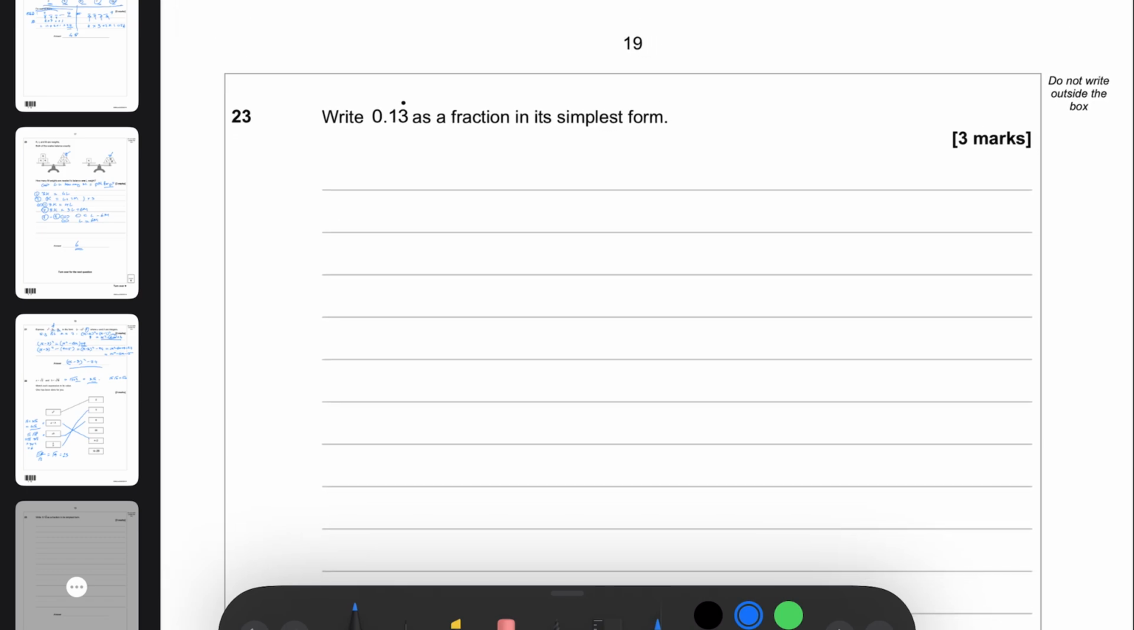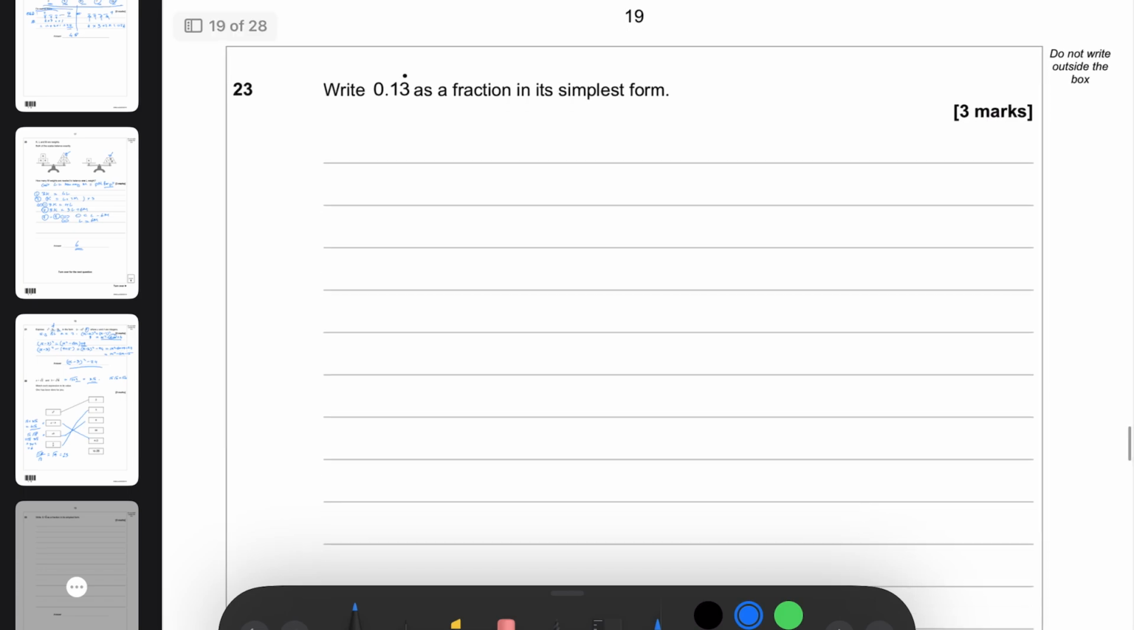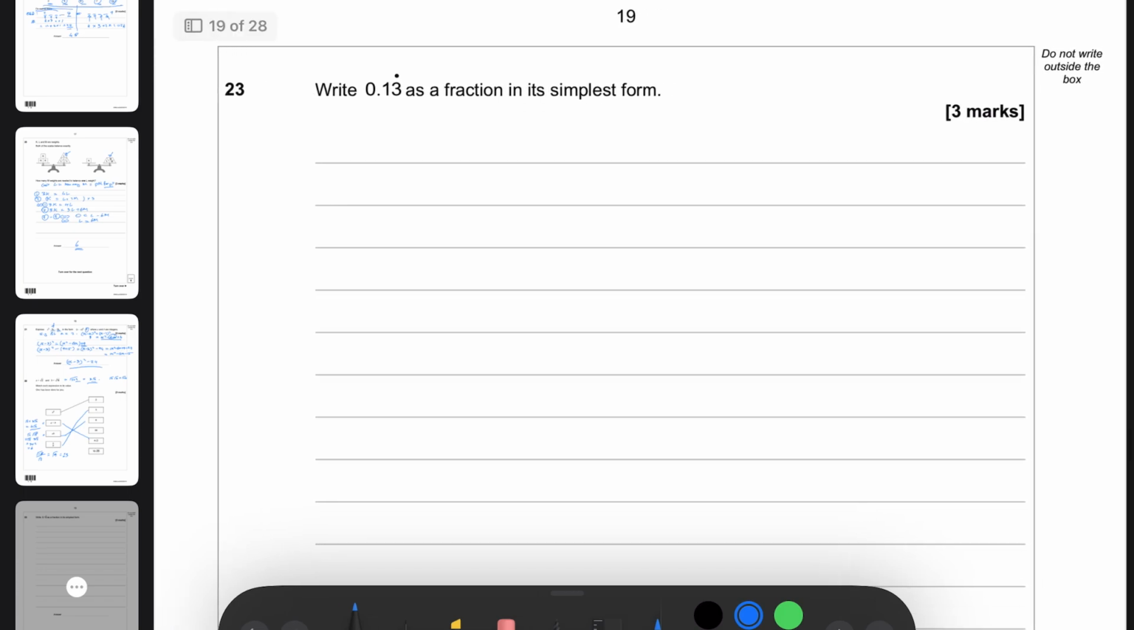Right, 0.13 recurring as a fraction in its simplest form. Right, I remember doing these when I was doing my GCSEs. Never could get the hang of them. But I'm going to give you guys a pretty easy method to do.